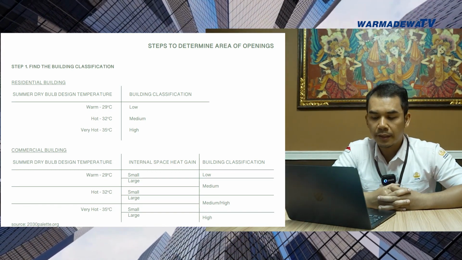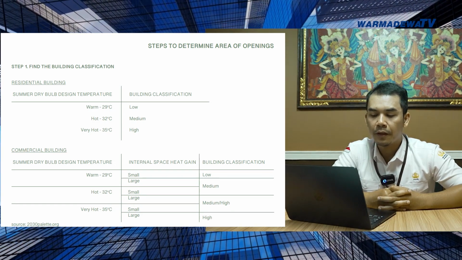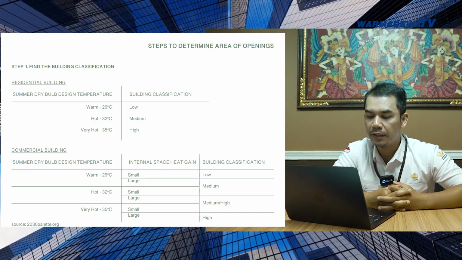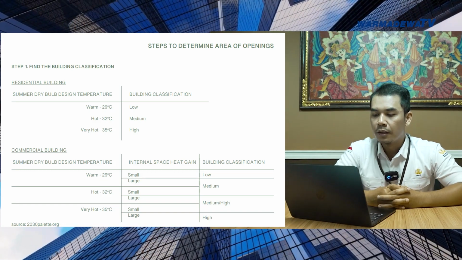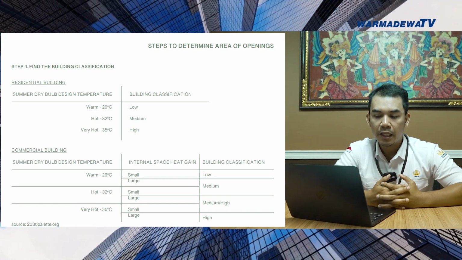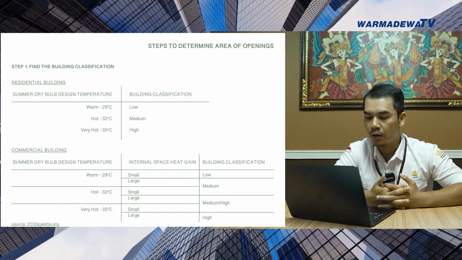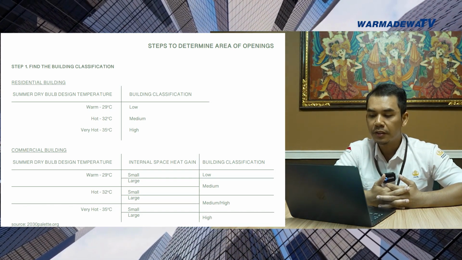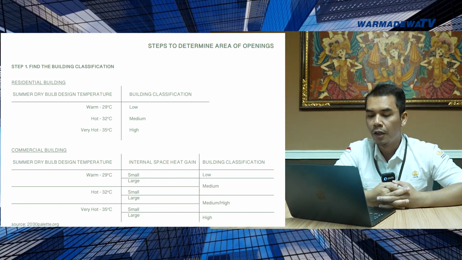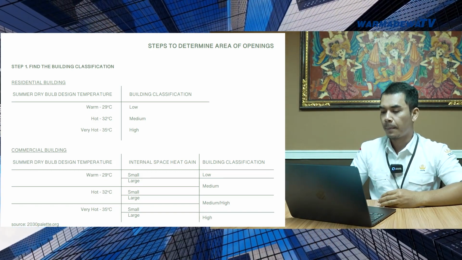With commercial buildings, it's slightly different, because now we are looking not only at the temperature of the location of the building, but also its internal space heat gain. Now, if the space heat gain of a building that's located in a warm temperature is small, then that building classification is low. But if the internal space heat gain of that building is large, then it's classified as medium. You can see this on the table indicated on the slide.